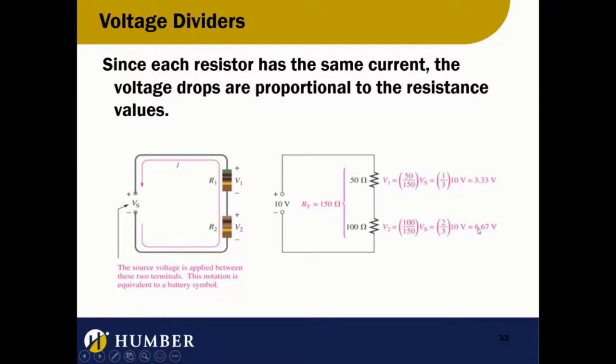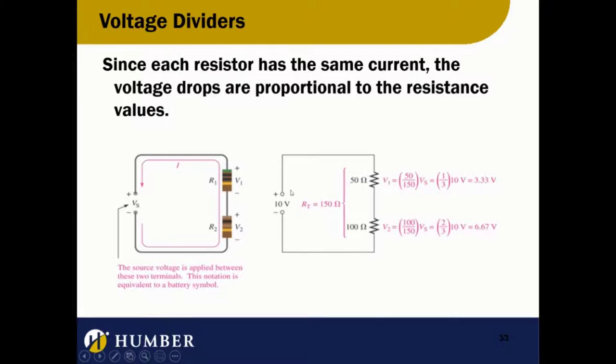And we know that 6.66666 volts plus 3.3333 volts equals 10 volts. I think we're fine with that. But look at this. The total resistance in this case is 150 ohms. It's important that we understand the total resistance is 150 ohms because the total voltage drop across these is relative to this.